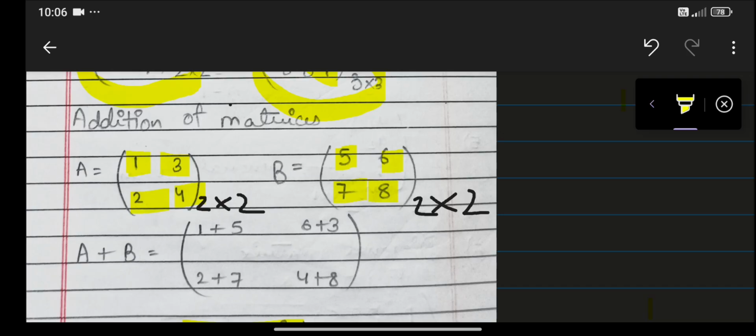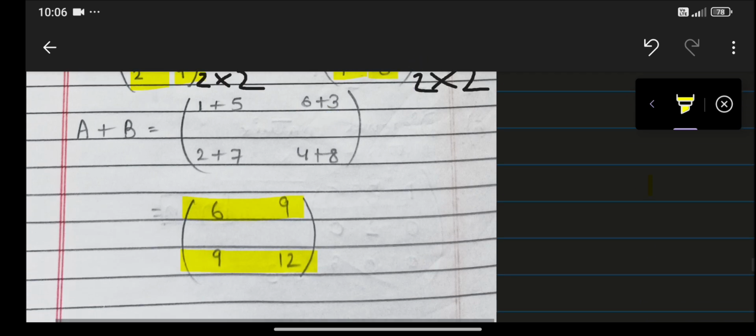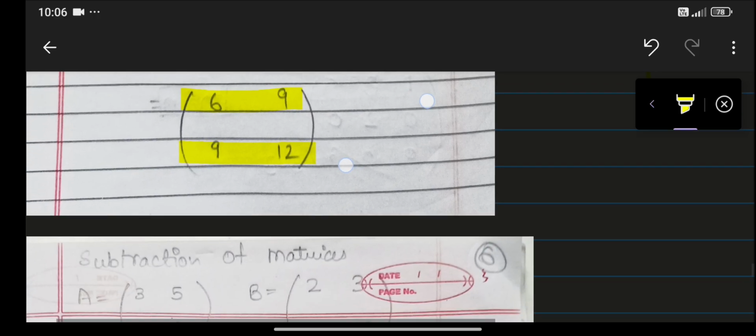So for example, we have two matrices A and B, and they have the same dimension, that is 2 cross 2, two rows and two columns. So we add them by adding the respective elements which are at the same position in both the matrices. So 1 is added to 5, 3 is added to 6, 2 is added to 7, 4 is added to 8. So when we perform the addition, we get 6, 9, 9, 12 as the resultant matrix when matrix A is added to matrix B, right?